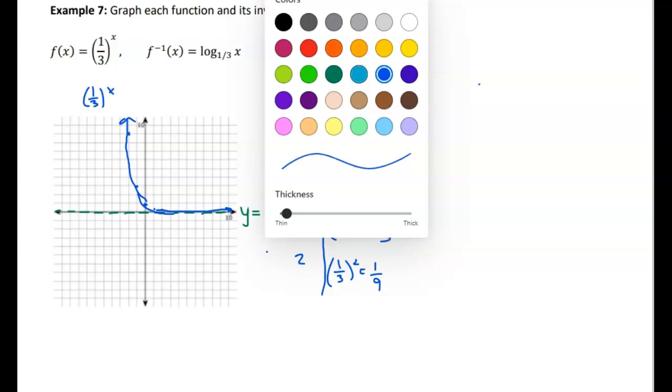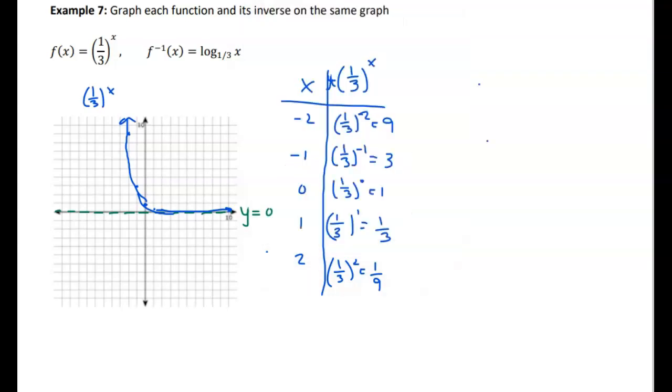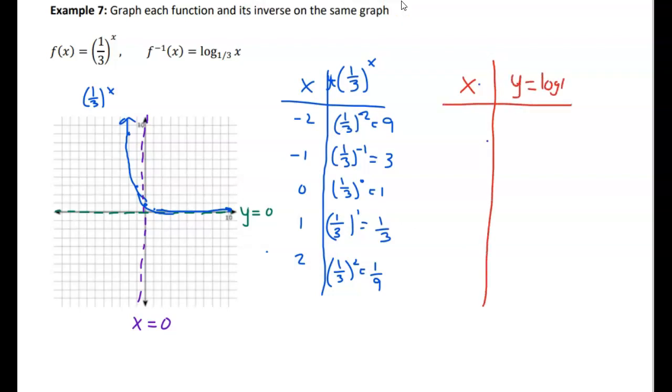All right, now for our log function, the horizontal asymptote becomes a vertical asymptote at x equals 0. The x and y values switch around, and we're going to make the table for log base 1/3 of x. You fill the table by not calculating, but by switching the columns. The x's go in the y column, and the y's go into the x column. This is because the log is defined as the inverse of the exponential.